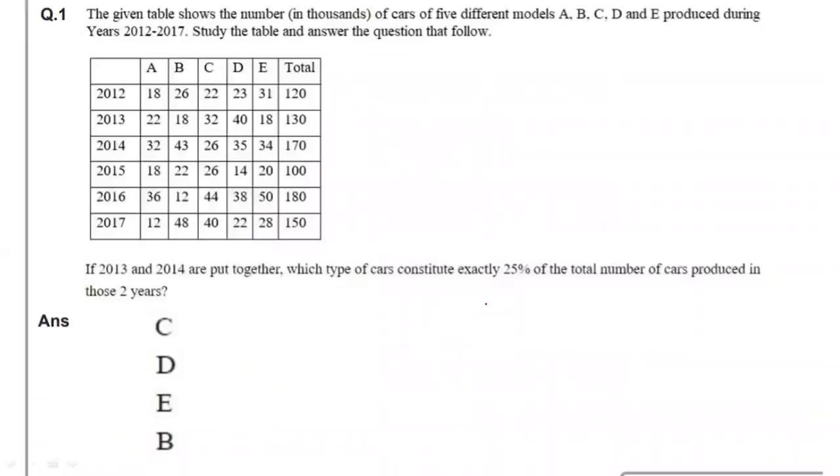You can see here a DI has been given. Cars of 5 models A, B, C, D, E, 2012 to 17. The actual question asked is, in 2013 and 14 together, which type of cars constitute exactly 25%? 13 and 14 together, the total number of cars is 300. 25% of 300 is 75. I can clearly see here D has 75 total. So my answer is D, and go to the next question.